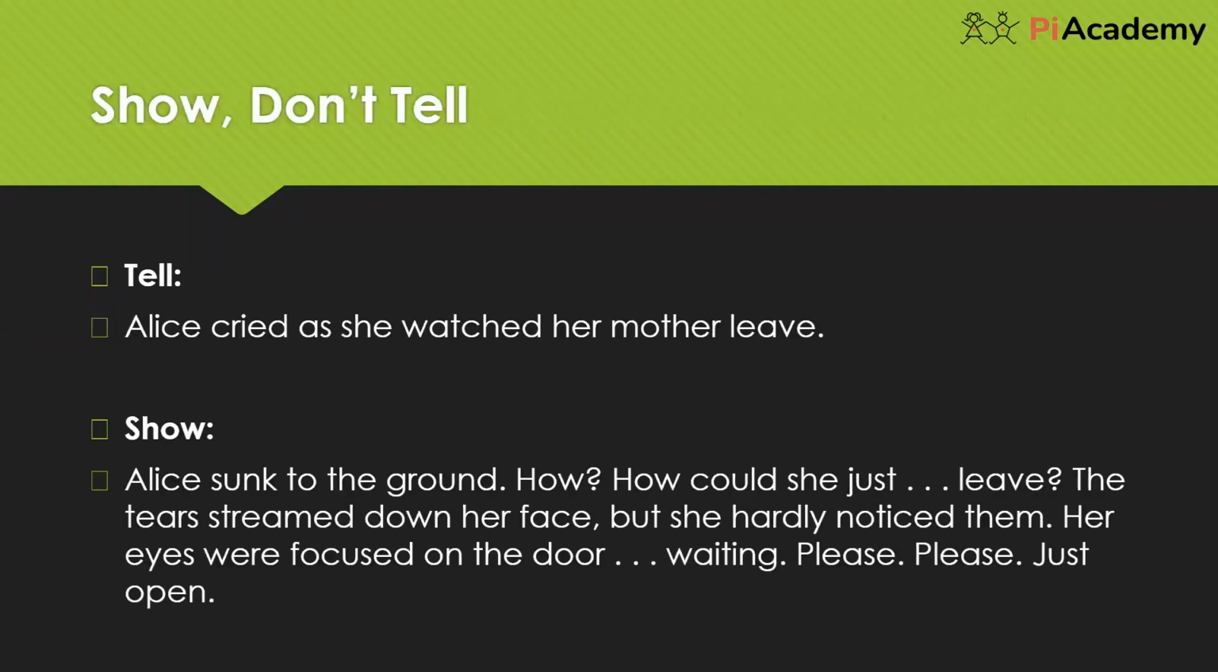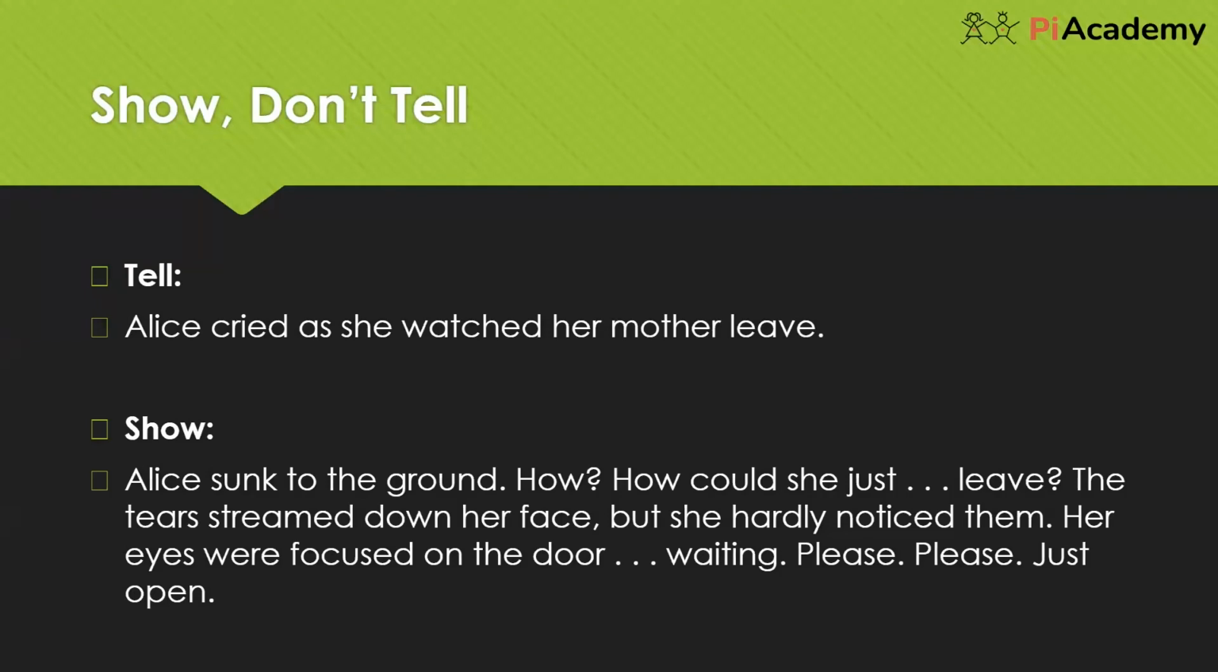So let's look at a couple of examples of show, don't tell. This first one is a tell. Alice cried as she watched her mother leave. That is pretty bland. Not much happens there. She's just telling us what Alice did. But we can show it in a different way.